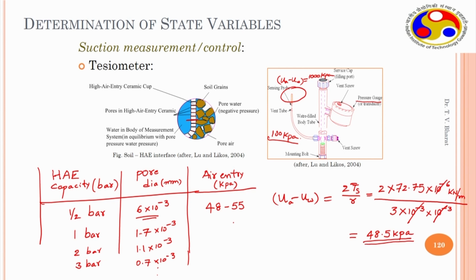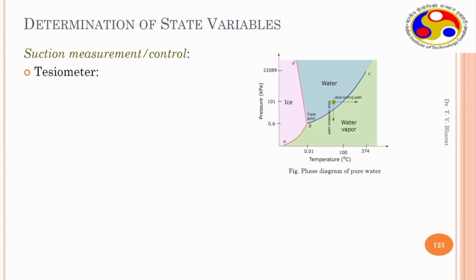One can choose, and you have up to 5 bar and 15 bar as well. 15 bar will have a pore diameter of 0.16 times 10 power minus 3 millimeter. So, this is very fine. One can choose which ceramic disc to use in the tensiometer. One can use 15 bar, or 5 bar, or 1 bar. But the high air entry disc pore diameter is not the only parameter that controls the maximum measurable suction in a tensiometer. There is another important factor. If we revise our knowledge of the phase diagram of pure water, this is the diagram which I got for you.